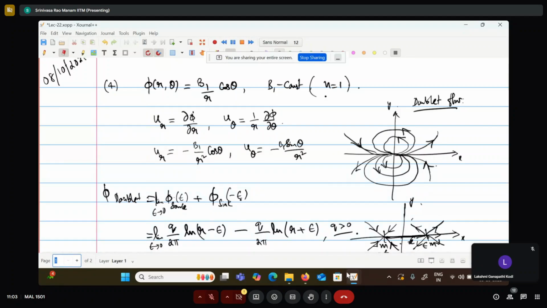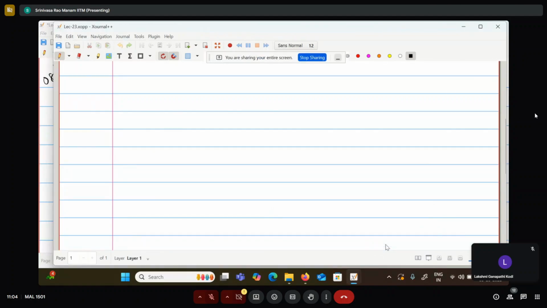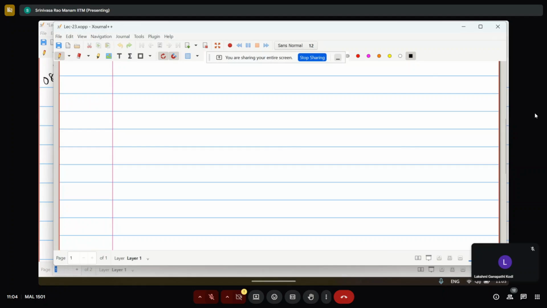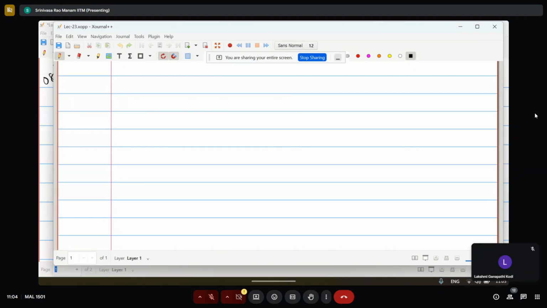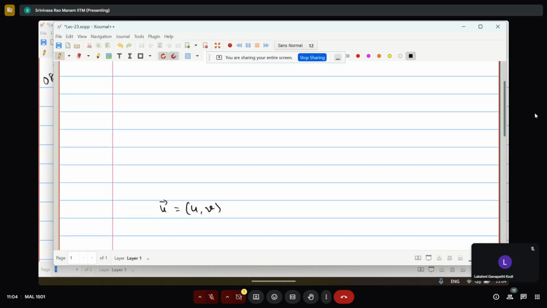I'll take this and try to write it the usual way, like you do, converting them. Let us look at this. What we have is phi, and in Cartesian coordinates, U is equal to u, v in Cartesian coordinates.